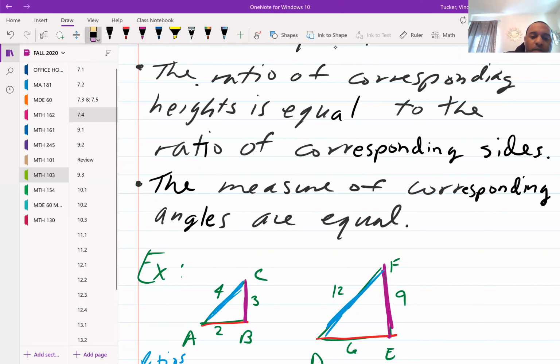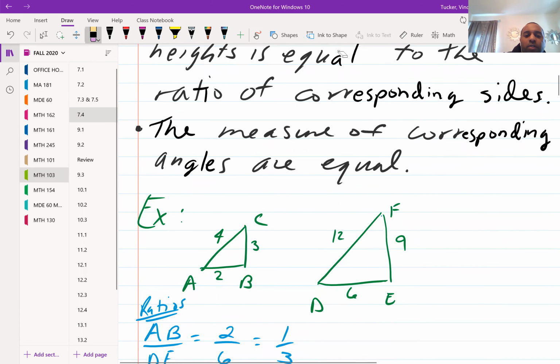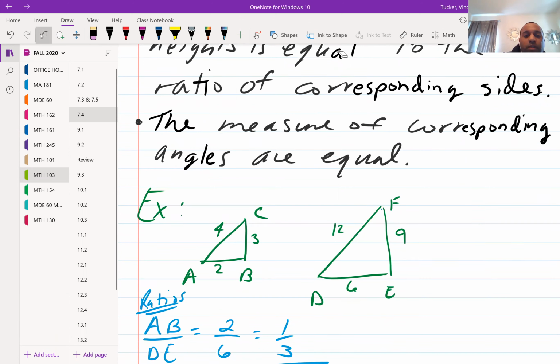See if I can erase this without erasing the actual triangle. Now, so just an example of two triangles that are similar.